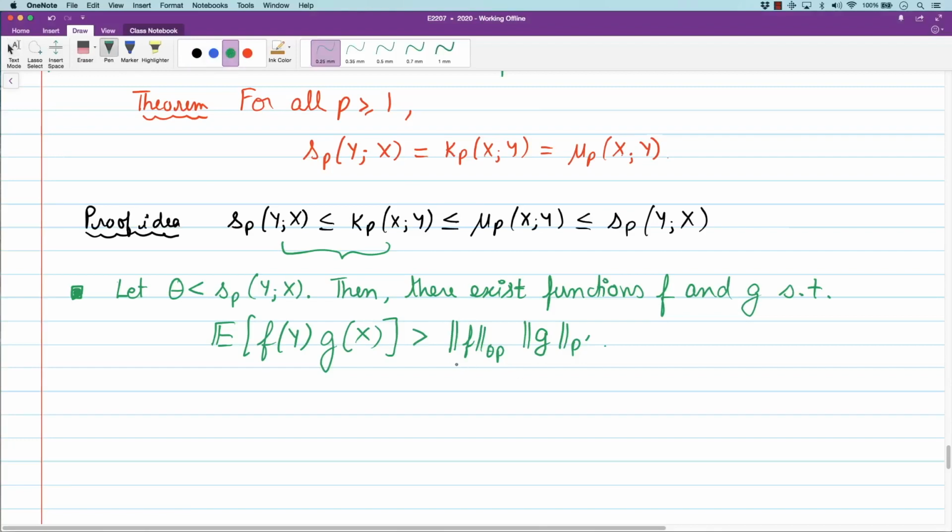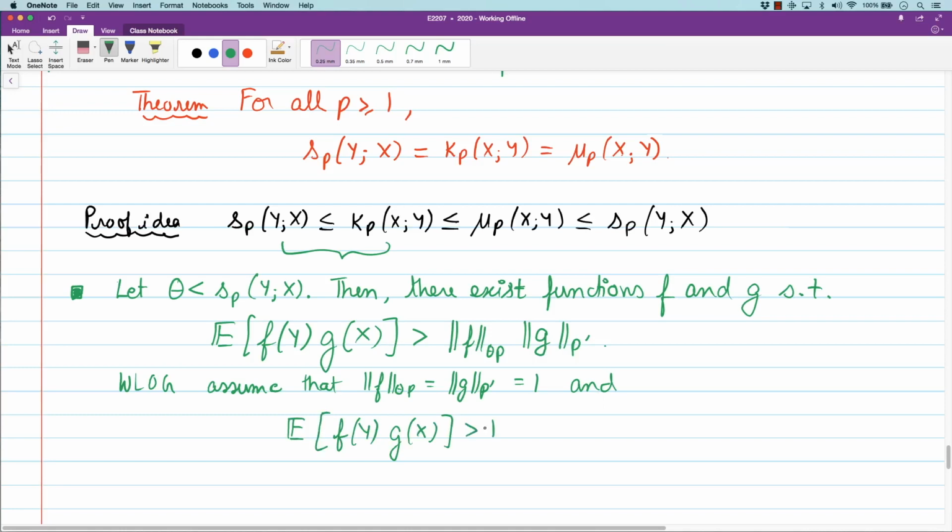Note that without loss of generality, we can assume that both these norms are 1, because we can divide by these norms and define new functions, and this inequality must hold for those functions. So, without loss of generality, assume that this norm equals 1, and in this case the expected value of f(Y)g(X) must exceed 1. This will show up as a constant in the calculation. We'll define it as c.